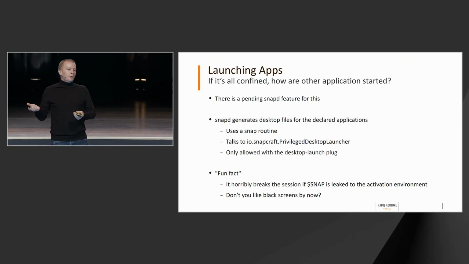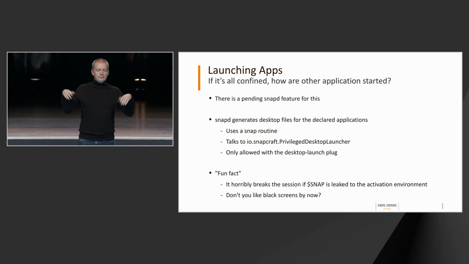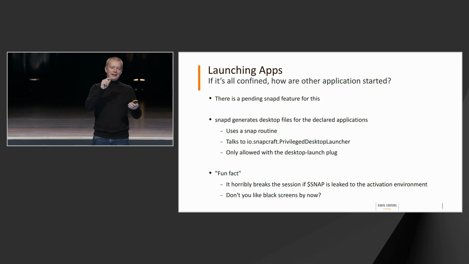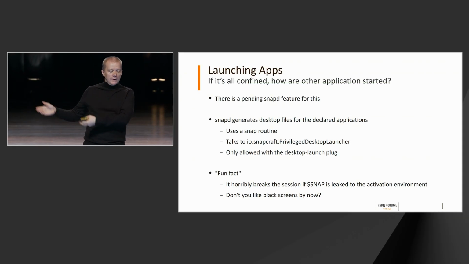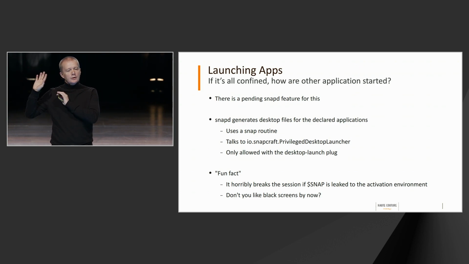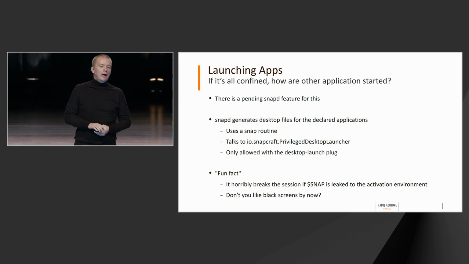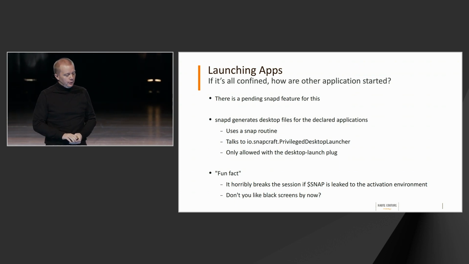Now you got your session, you want to launch apps, right? Because if I have my session, and I can list the applications and I cannot start them, it's kind of pointless. So there's a pending Snapd feature for this. We didn't build it, that was already there because it's been needed for Ubuntu Core Desktop itself. And with that feature, you get Snapd to generate desktop files for the declared applications. And then it goes through a snap routine and it talks to a privileged dbus interface for that. And you're only allowed if you use the desktop launch plug, which obviously we declared for use.